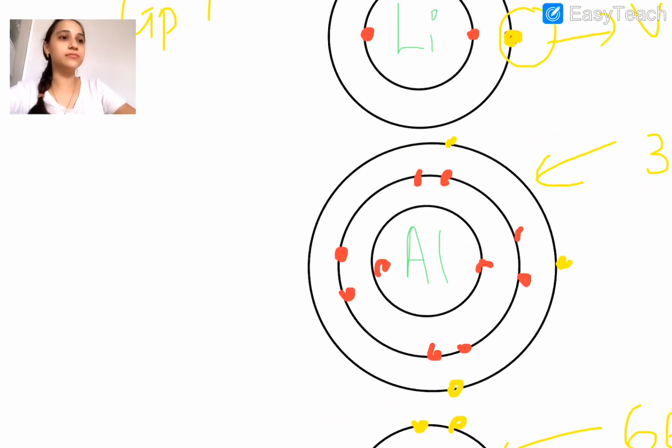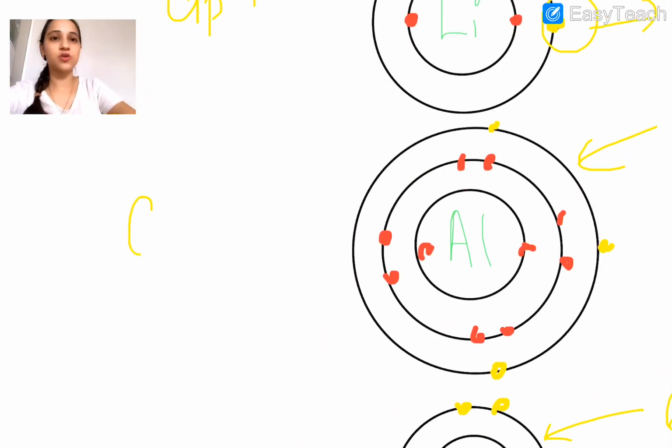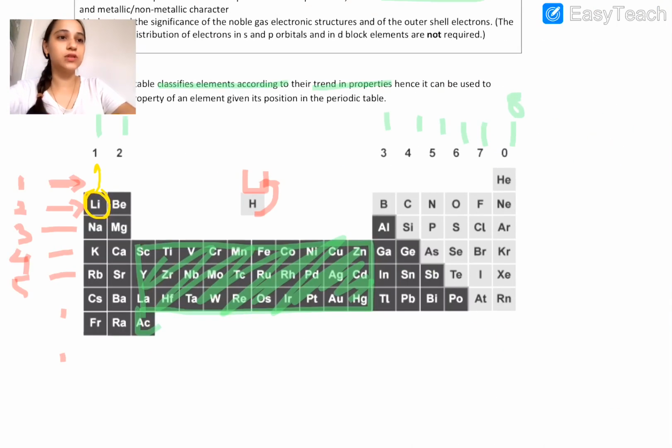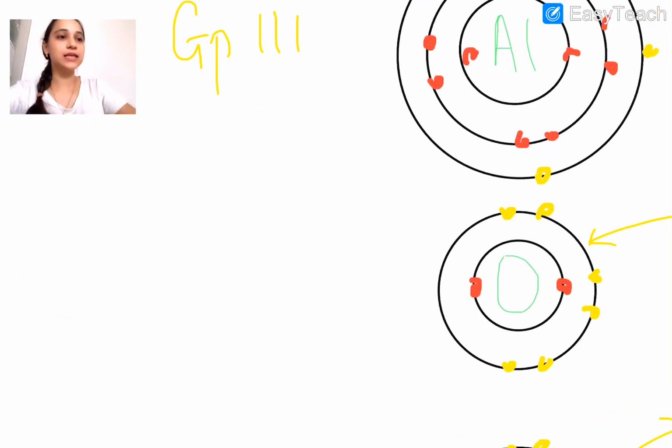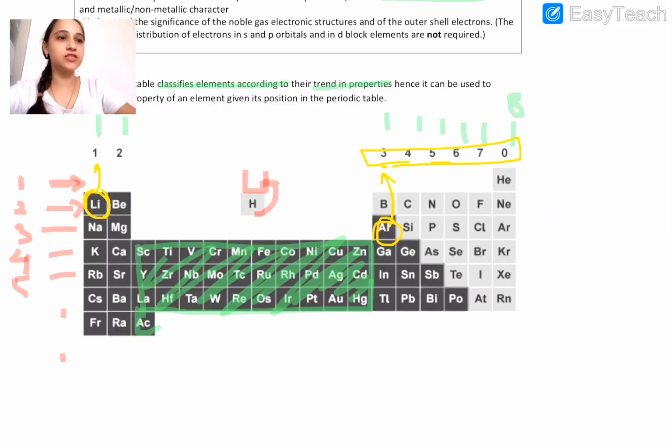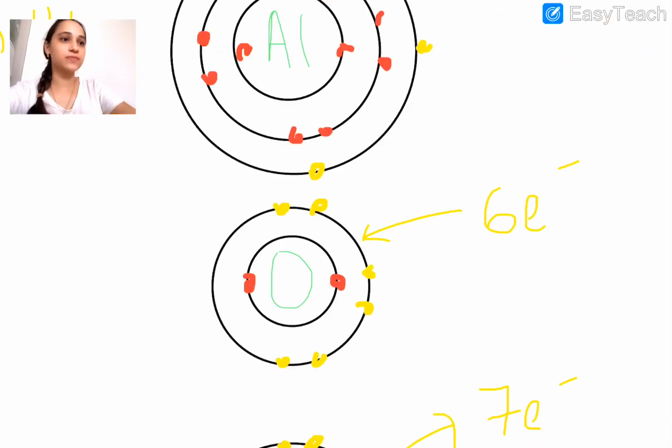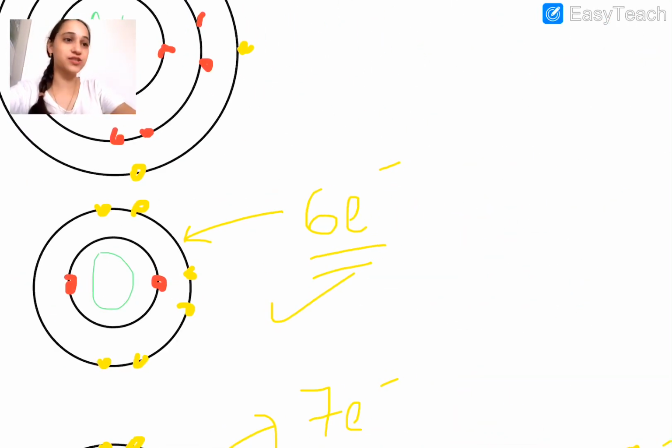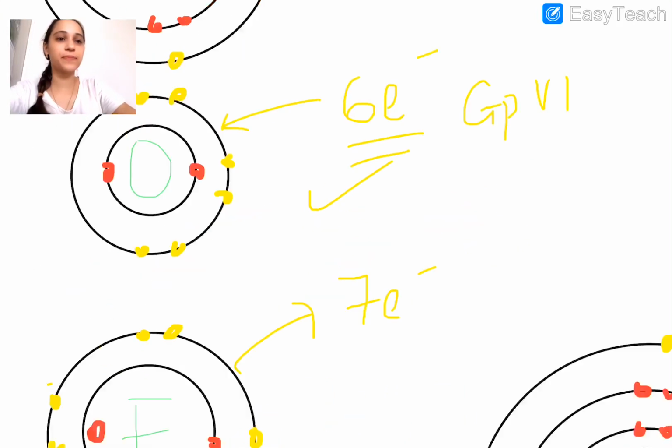Let's see aluminium, 3 valence electrons, so it should be found in group 3. Group 3. So aluminium, group 3. Well, actually these should be Roman numerals, okay? So aluminium is found in group 3, so that's correct. Let's see oxygen. Oxygen is found in group 6, so it should have 6 valence electrons. 6 valence electrons. Matches, so group 6.